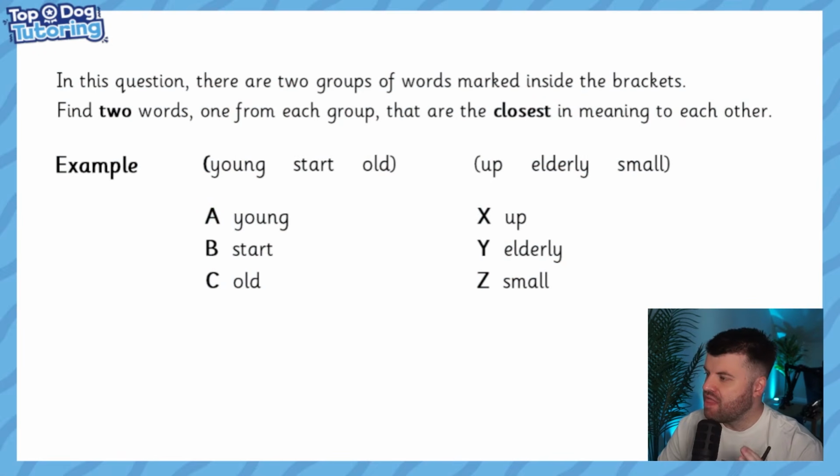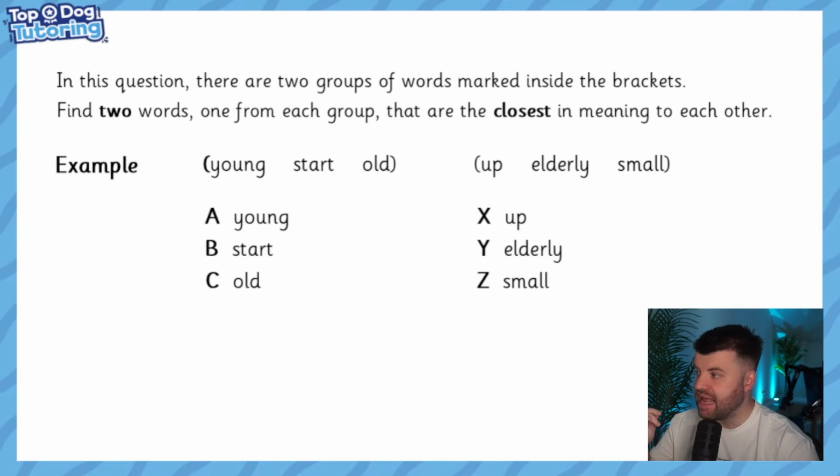In this question, there are two groups of words marked inside the brackets. Find two words, one from each group, that are the closest in meaning to each other. Now you'll notice the word synonym isn't actually in that instruction, but it is describing what synonyms are, most closely related words in terms of their meaning. So here's the example: young, start, old in one bracket, up, elderly, and small in the other bracket.